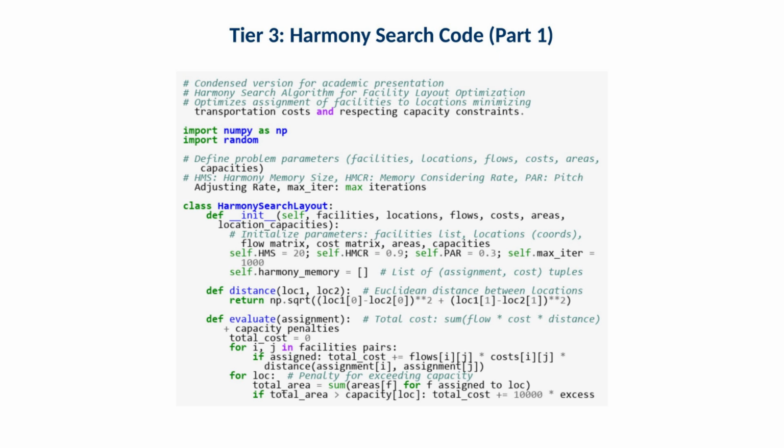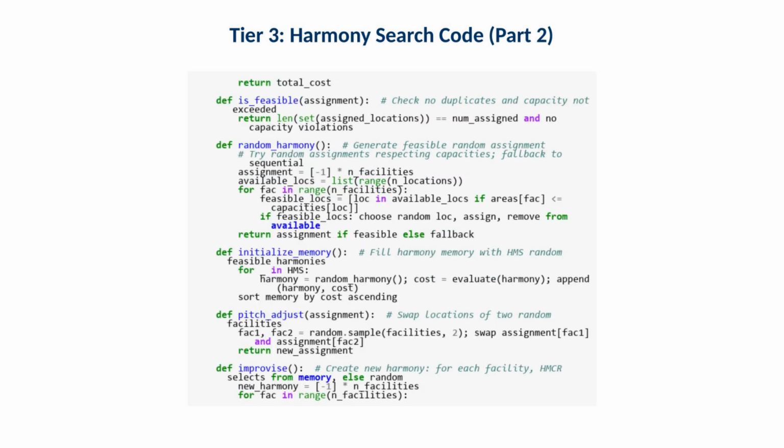It also outlines helper concepts like distance and evaluation, where evaluation aggregates flow times cost times distance and includes penalties for capacity violations. This section defines feasibility and the generation of random feasible harmonies. Feasibility typically requires unique location assignments and no capacity violations. If a random attempt fails, the method falls back to a sequential approach. This is important because meta-heuristics must maintain feasible solutions to make comparisons meaningful.